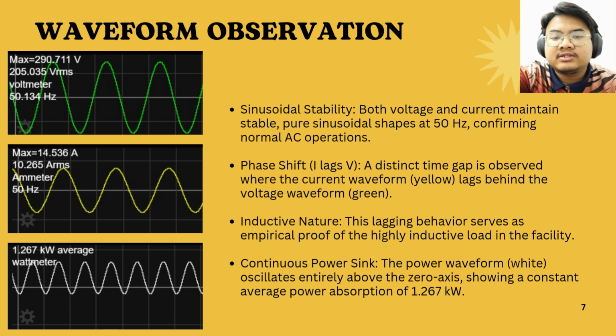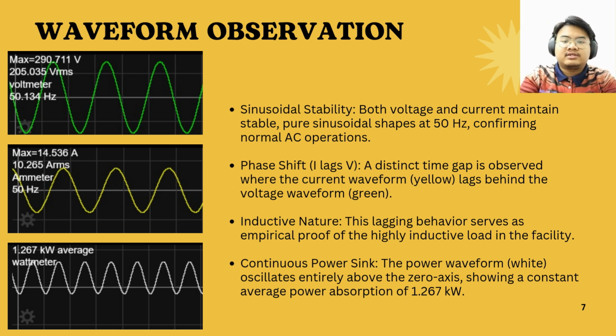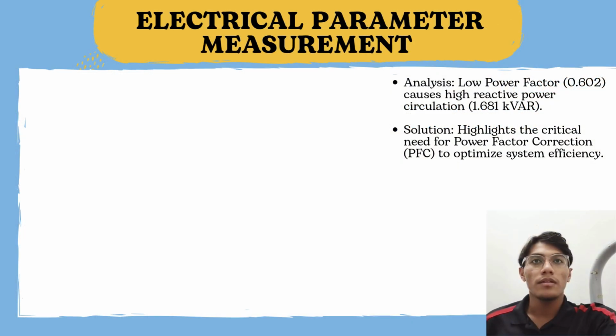Continuous power sink: the power waveform wholly oscillates above the zero axis, showing the constant average power observation of 1.267 kilowatt. Next, we move to the electrical parameter measurement slide. In this slide, we can see the exact values extracted from our simulation.